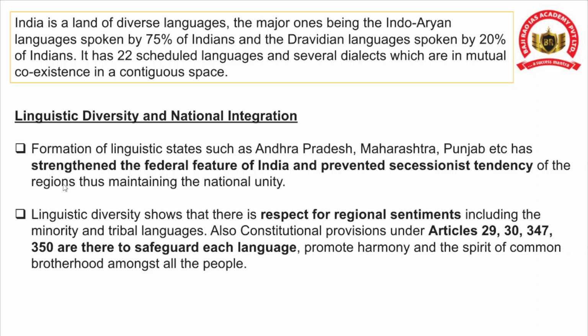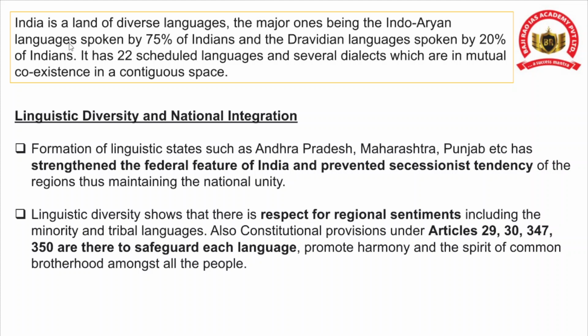So firstly, what you write: India is a land of diverse languages. Yes, we know that India is a land of diverse languages. So the majority of Indian people usually speak Indo-Aryan languages. There are multiple types of languages. For example, Indo-Aryan languages: Sanskrit is known as an Indo-Aryan language, Hindi is known as an Indo-Aryan language.